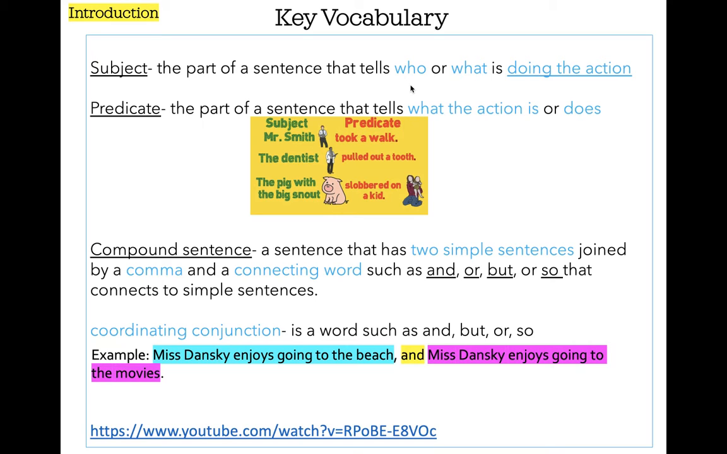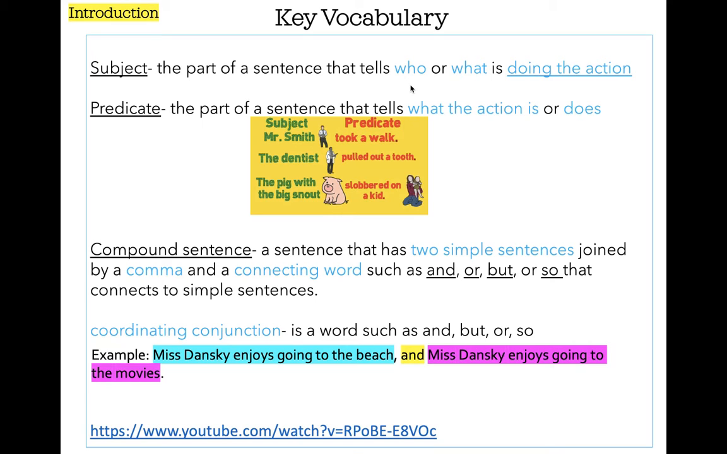The dentist is the subject. And what did the dentist do? Well, he pulled out a tooth. So the dentist is the noun of the sentence. The full subject is the dentist, and the full predicate is pulled out a tooth. Okay, so it starts at that verb and goes until the period.